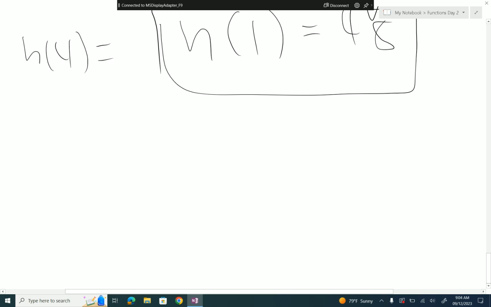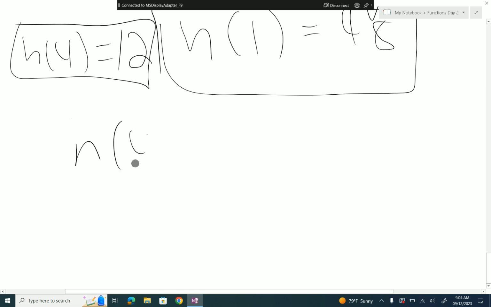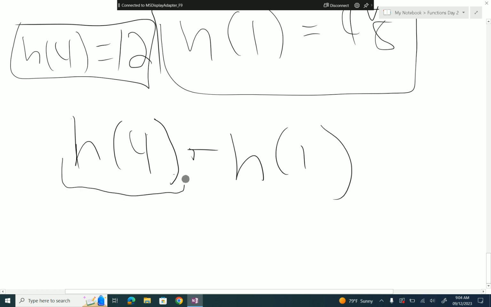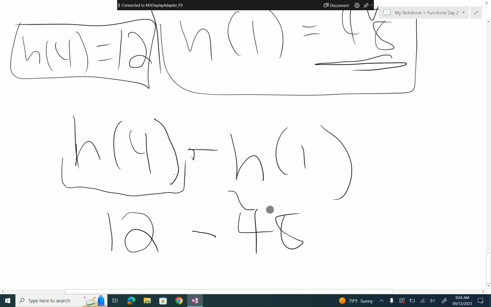Was it 12? I already forgot. 12. Okay. Thank you. So my original question said to find h of 4 and subtract h of 1. So if h of 4 was 12, I want to write 12 there. And I'm going to subtract from it h of 1, which was 48. So I got to do 12 minus 48. What's that, Mox?